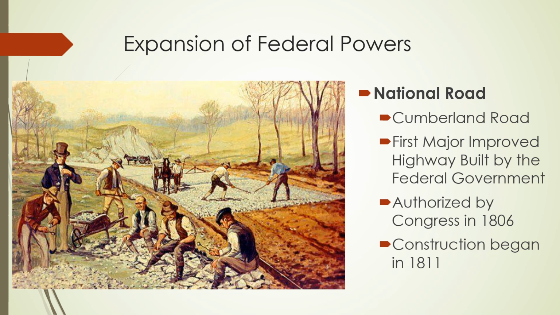So the first major improved highway built by the federal government. Now, this was authorized in 1806, during the Jefferson presidency. Congress authorized the building of this road. Now, they didn't actually begin construction until 1811, which would have been during the next presidency, but it's important. What we're trying to do is connect the east to the west, facilitate transportation, movement of goods and services and things like that. So the government is spending money to build this road.